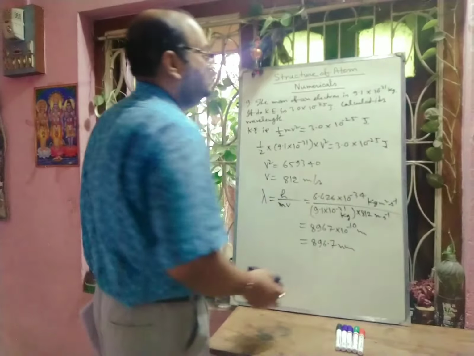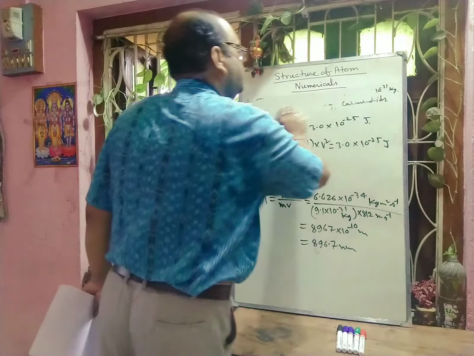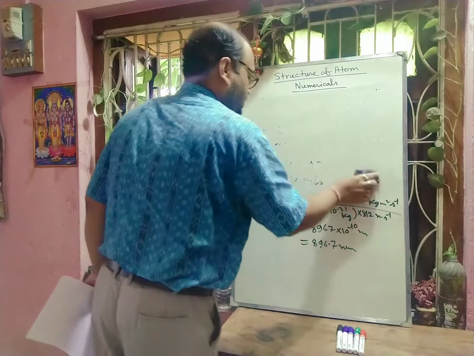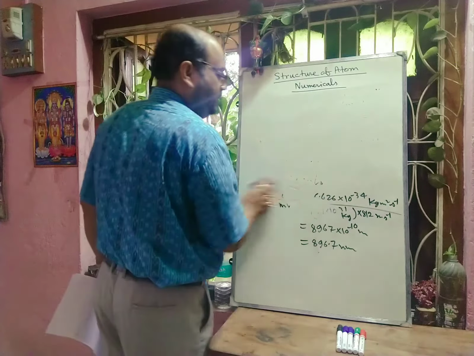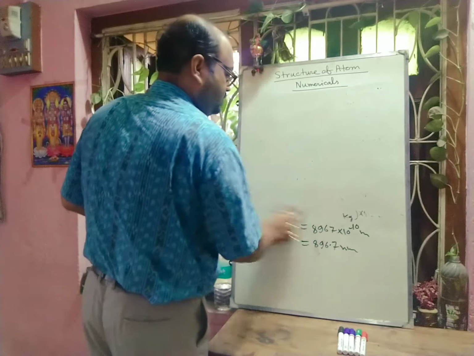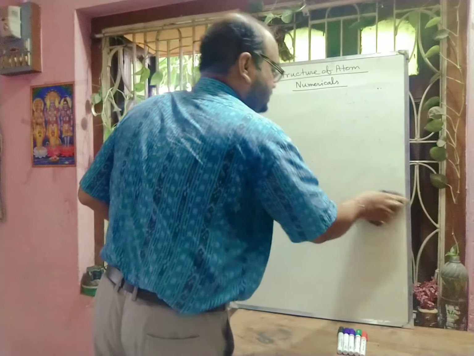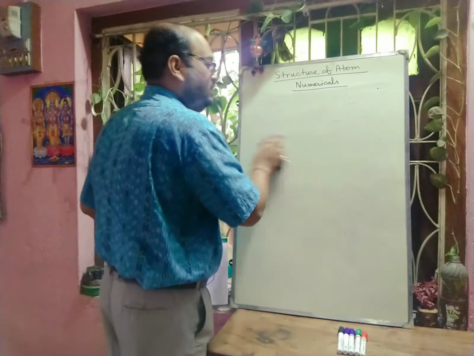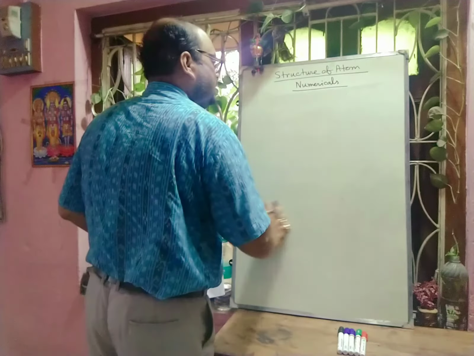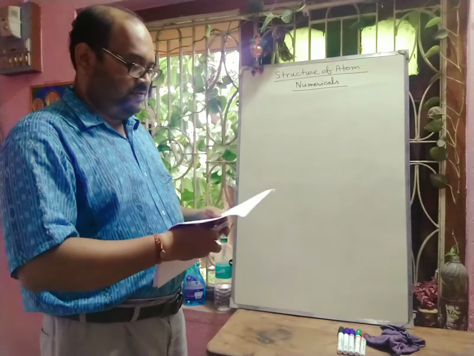Next we will go to the problems based on the Heisenberg uncertainty principle. You know the formula, that is delta x into delta p greater than or equal to h by 4 pi. Here we will use equal to h by 4 pi: delta x into delta p is equal to h by 4 pi. By putting in this formula, we have to solve the problem.